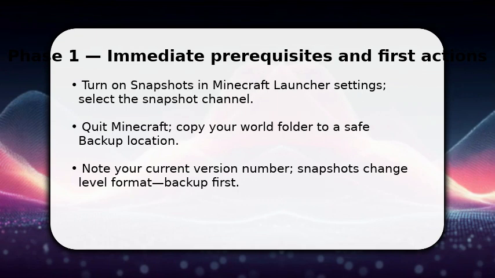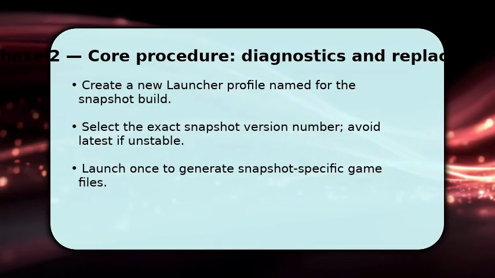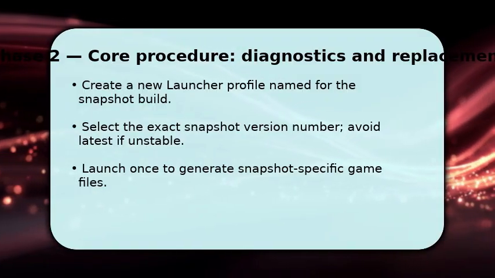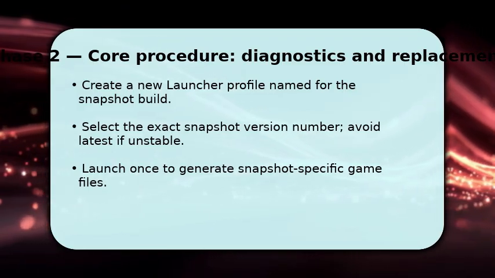Now create a new profile in the launcher specifically for the snapshot you want. Name it clearly so you won't confuse it with your release profile. Select the exact snapshot version number. Don't just pick latest if you need stability, and save.